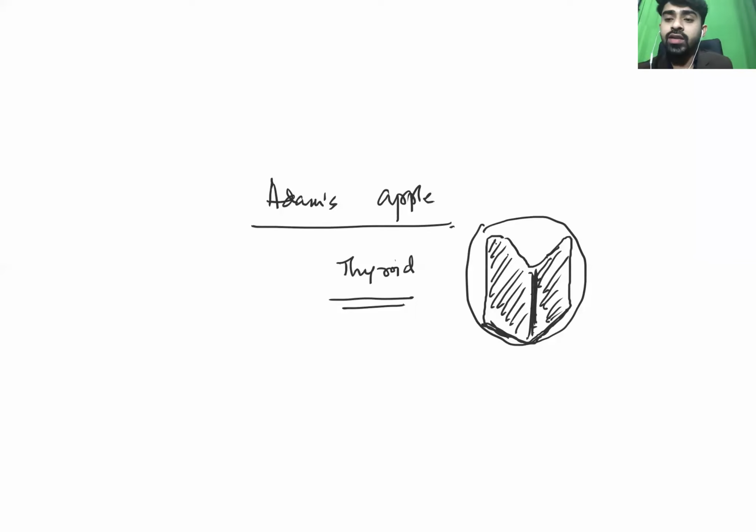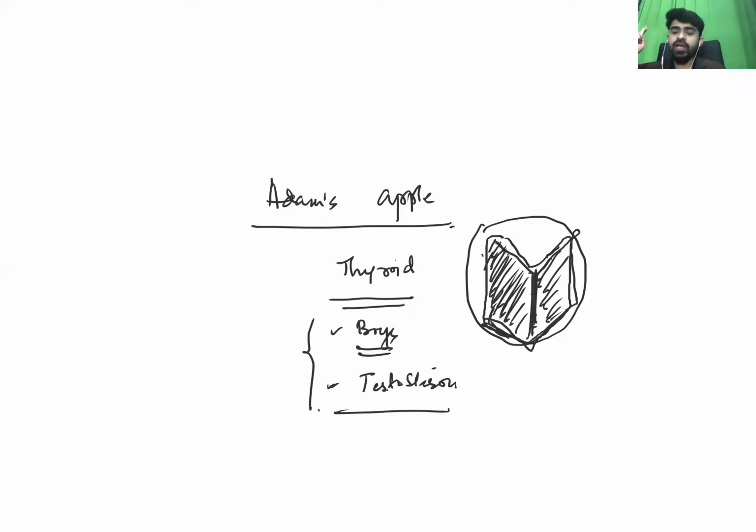So what I'm saying is, this Adam's apple will be prominent for the boys. Why is it prominent for the boys? Because this cartilage will grow and grow, and this thyroid cartilage will be bigger in boys due to the action of testosterone. Okay, it's very important.